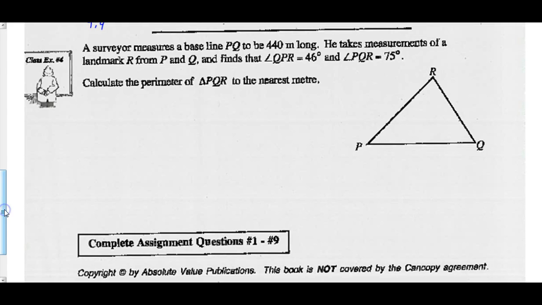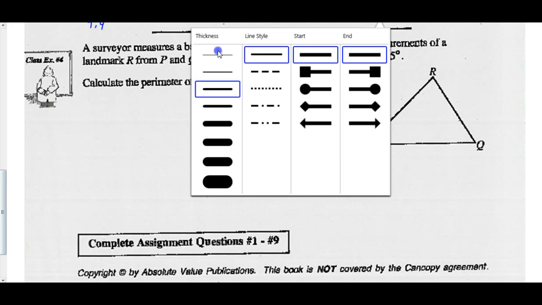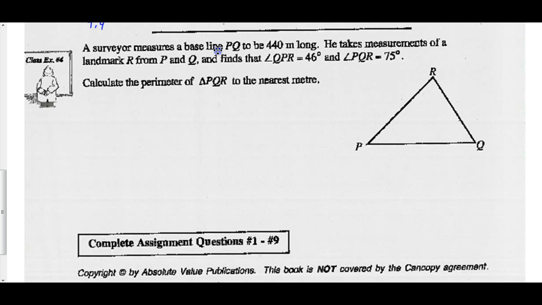Example 4. A surveyor measures a baseline PQ to be 440 meters long. He takes measurements of a landmark R from P and Q and finds that angle QPR is 46 degrees and angle PQR is 75 degrees. So let's label those two things. We also know that length PQ is 440 meters. So let's label that.